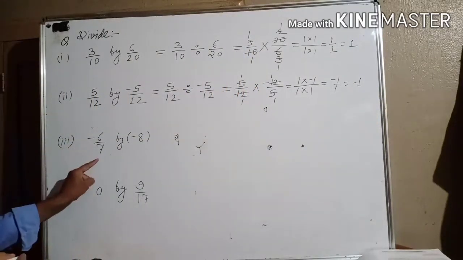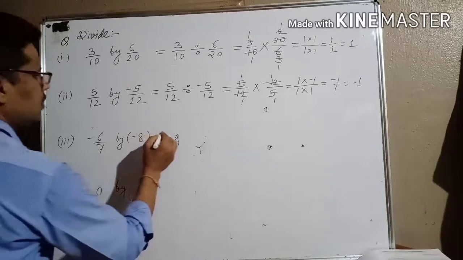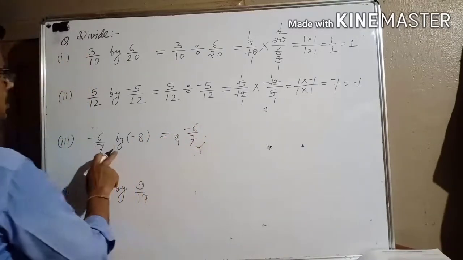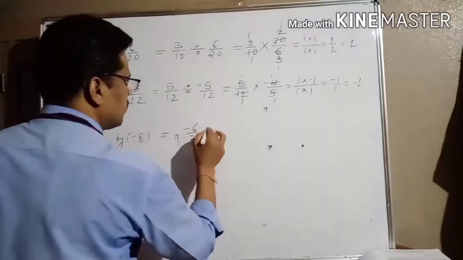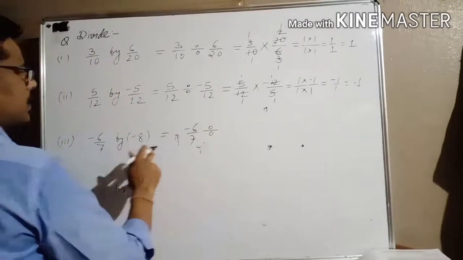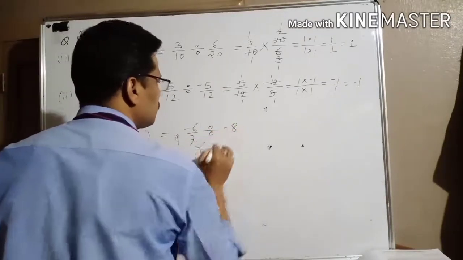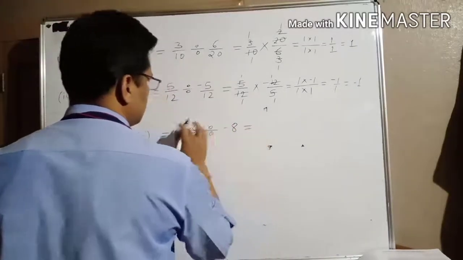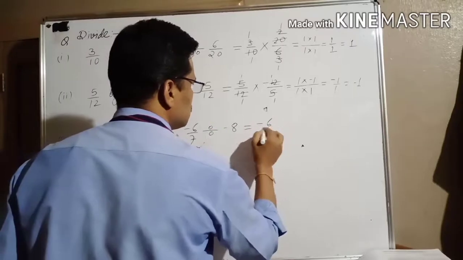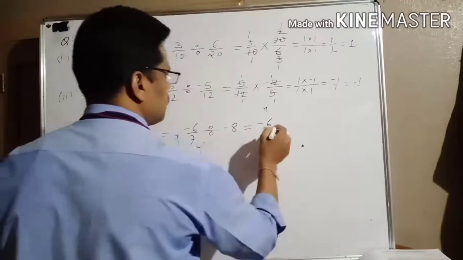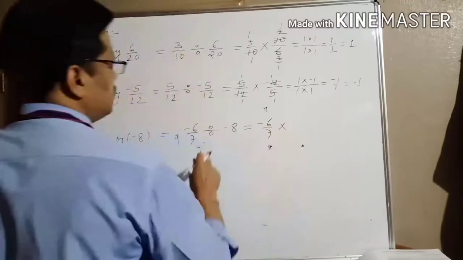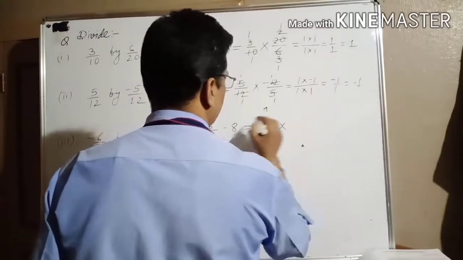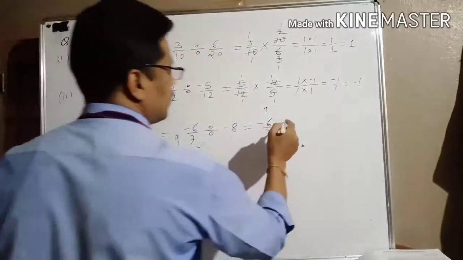Next, minus 6 upon 7 divided by minus 8. Again, we write here minus 6 upon 7. In place of the divide sign, we should put a division sign, then minus 8. Now the division sign can be converted into multiplication. So minus 6 upon 7 will come as it is. Division can be converted into multiplication. Here minus 8. What is the reciprocal of minus 8?